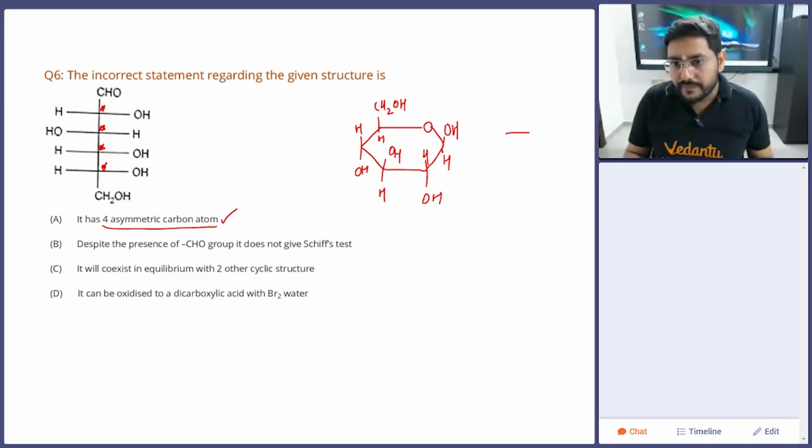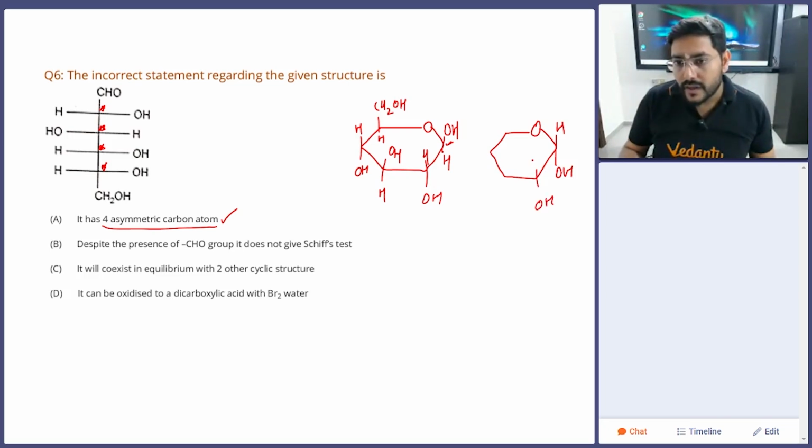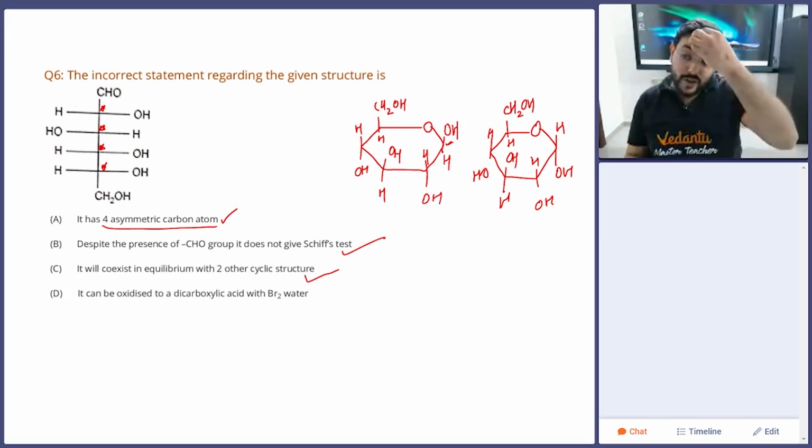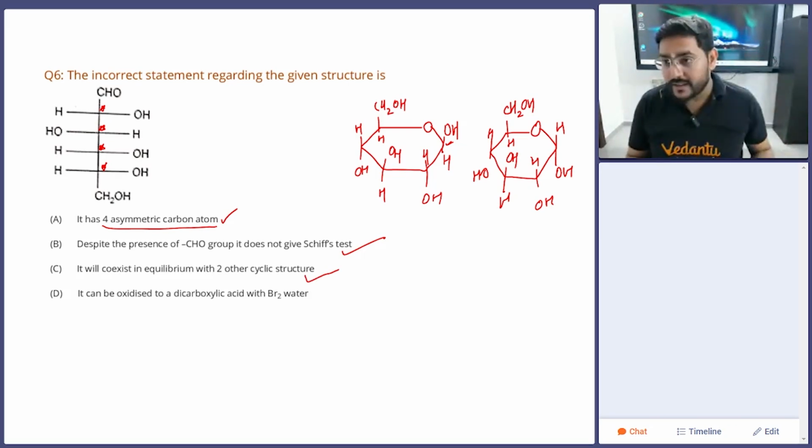Now the other form will be the alpha form and the beta form. Yes, everyone, we are aware of it. Pyranose form basically. So here H and OH. On the anomeric carbon, it is going to change. OH, H, OH, H, here OH, H, and CH2. Is this part clear? So despite, yes, it does not give it. It will coexist in equilibrium with 2 other cyclic structures.